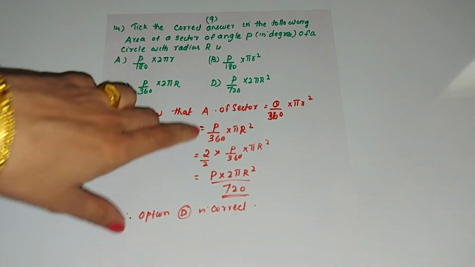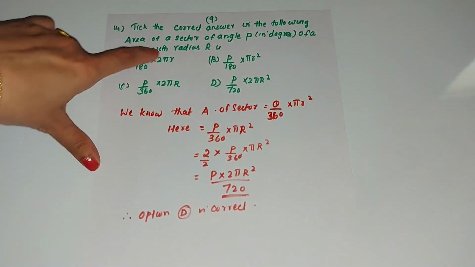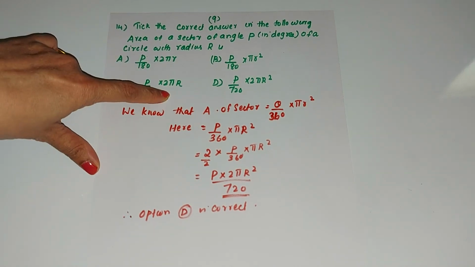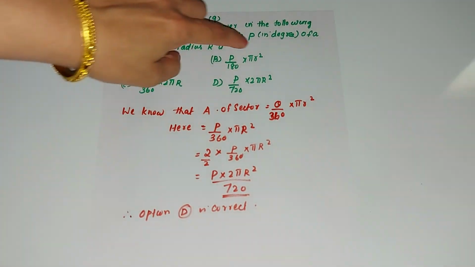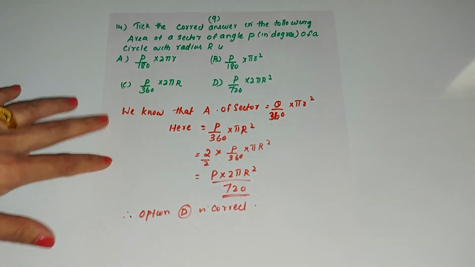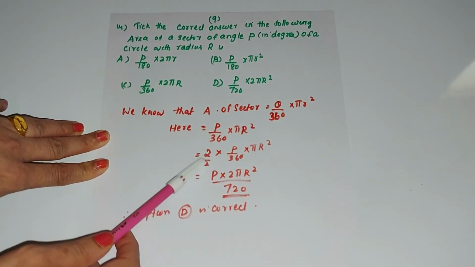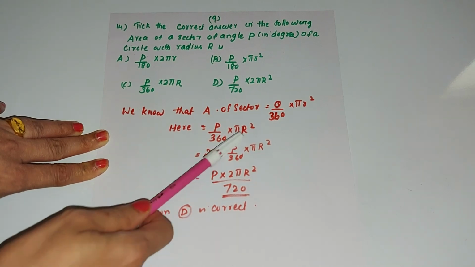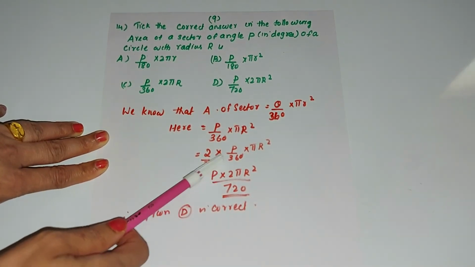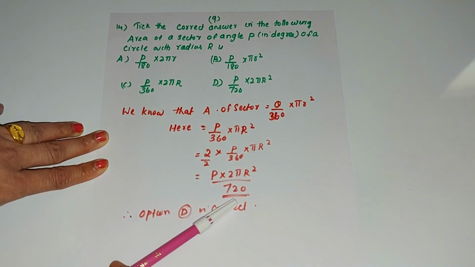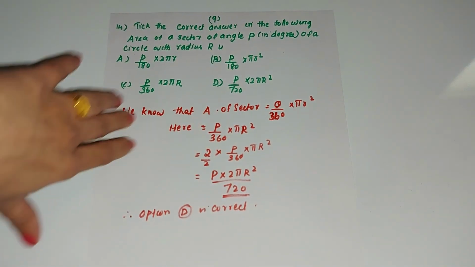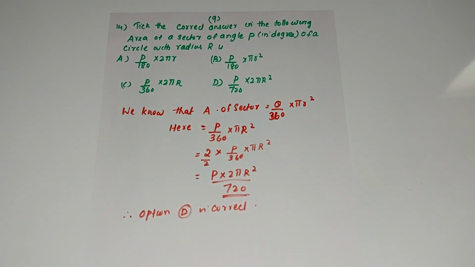Now here this is 2 pi r and this is 2 pi r. So you leave that, and here you check. When you multiply both numerator and denominator by 2, we will get P into 2 pi R square by 720. So this is our answer. Option D is correct for the formula for area of sector of angle P.